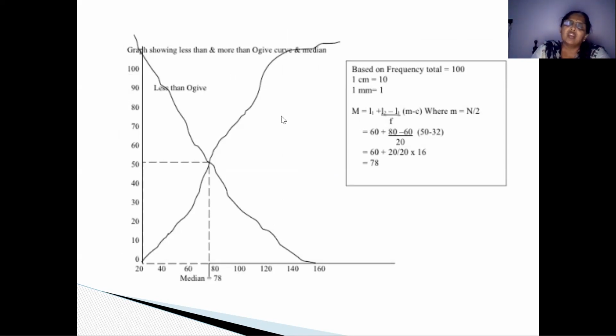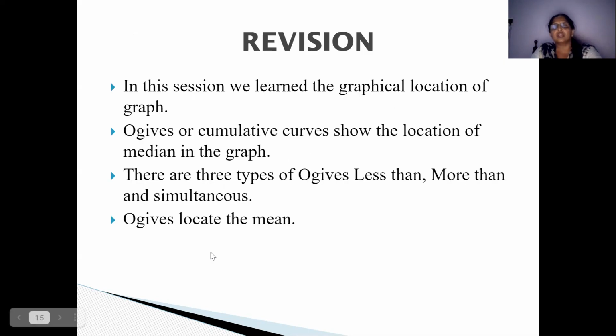Just work out N by 2. N by 2 is nothing but how much? N is 100, so 50. Taking 50 to this point and to this point, this is 78. Let's see here. This point is 60 to 80. So this 78 is the median location. So this is the location of the median by using the graphical method.